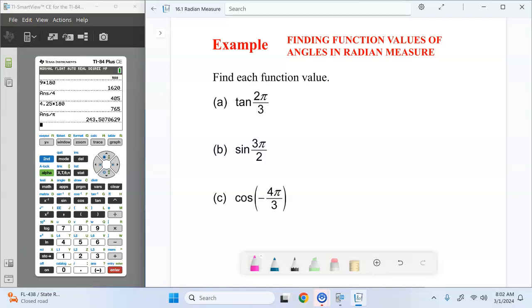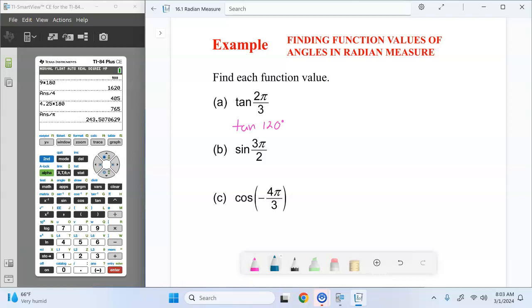Okay? So we want to find tangent of 2 pi over 3. We need to convert that into degrees. So 2 pi over 3. If I want it in degrees, what am I going to multiply it by? 180 over pi. So we have 180 over pi, which gives me what? So we've got tangent of 120 degrees, and now we can use our special right triangle to find tangent of 120 degrees.